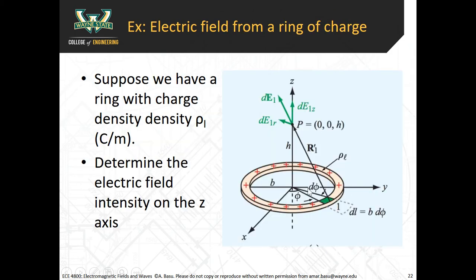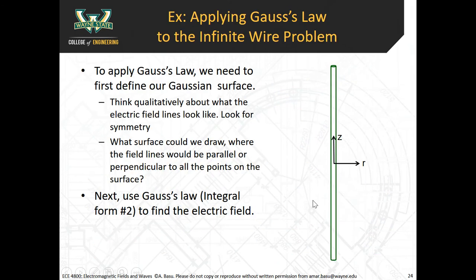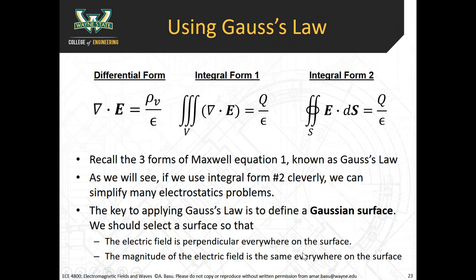We found a shortcut using something called Gauss's law. So with Gauss's law, the first thing you have to do is select a Gaussian surface. And you should select a Gaussian surface such that the electric field is perpendicular everywhere on the surface, and the magnitude of the electric field is the same everywhere on the surface. Those are the two key criteria for applying Gauss's law. If this type of symmetry exists and you're able to use this, then the problem becomes a lot easier.